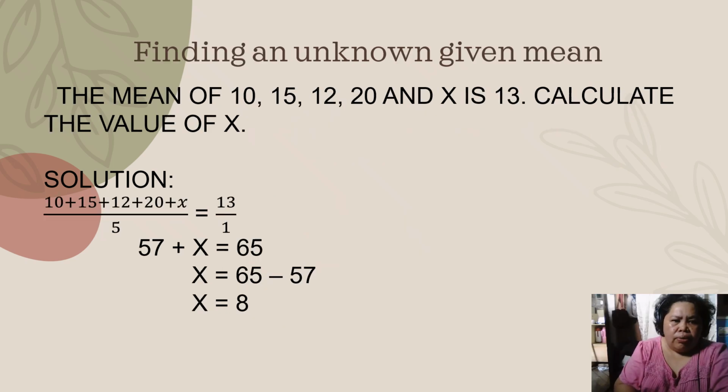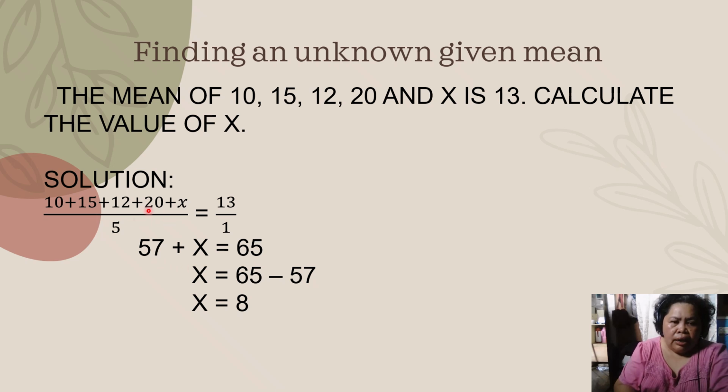Now let's have this. Finding the unknown given the mean. Here, the mean of 10, 15, 12, 20, and x is 13. Calculate the value of x. First, we add all the given numbers plus x, then divide by 5, and it equals 13. Since 13 is the mean, it is 13 over 1. Remember, the denominator of a whole number is 1.